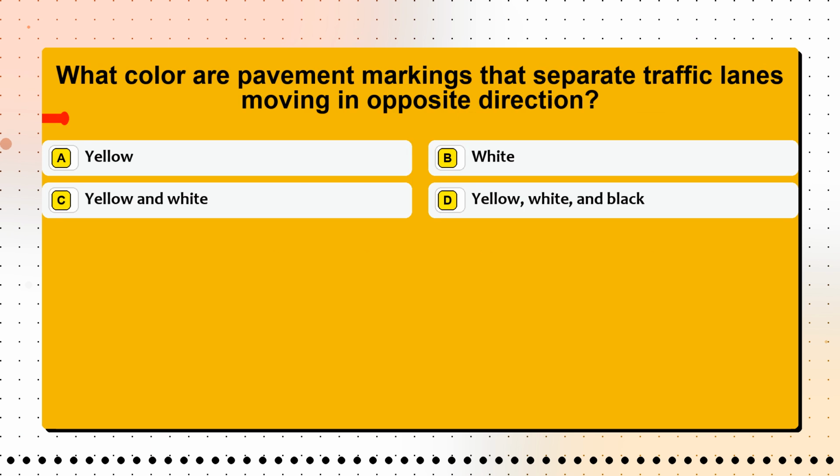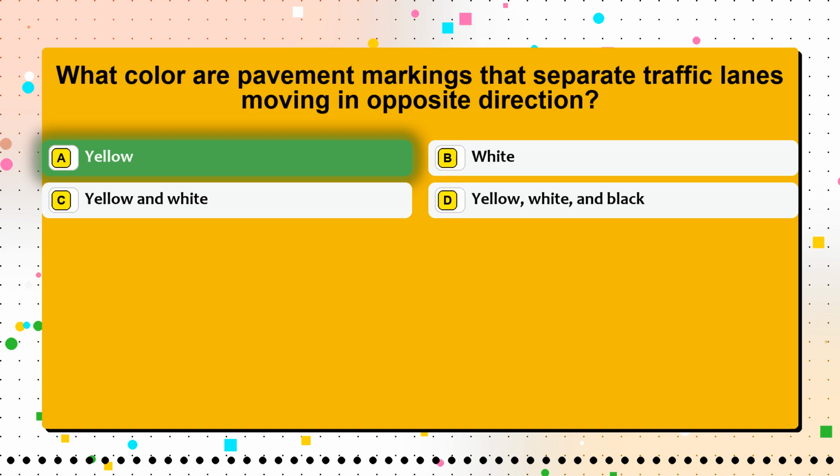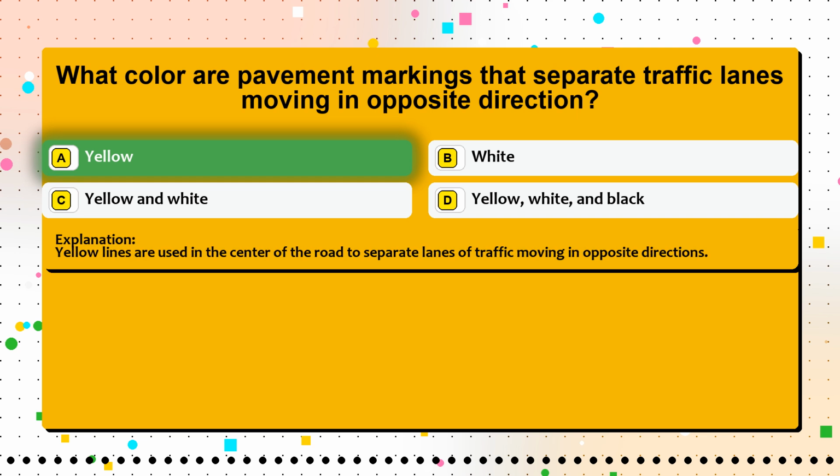Question 56. What color are pavement markings that separate traffic lanes moving in opposite direction? Here are the options. Option A, yellow. Option B, white. Option C, yellow and white. Option D, yellow, white, and black. The correct answer is option A, yellow. Yellow lines are used in the center of the road to separate lanes of traffic moving in opposite directions.